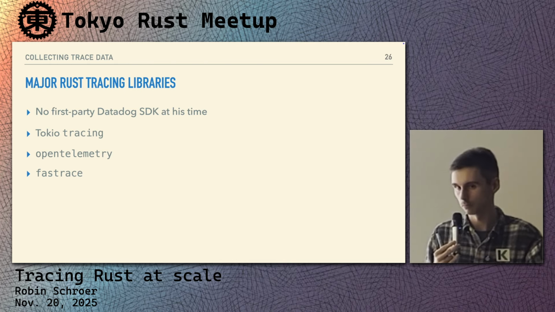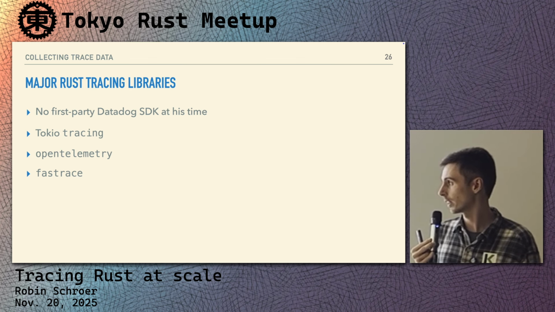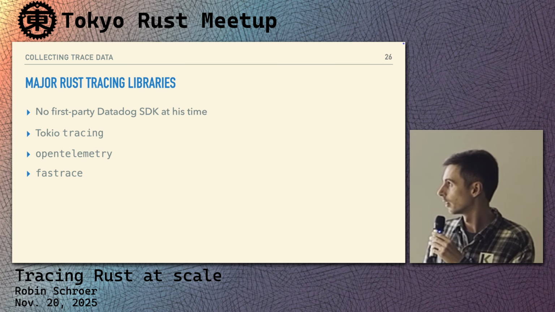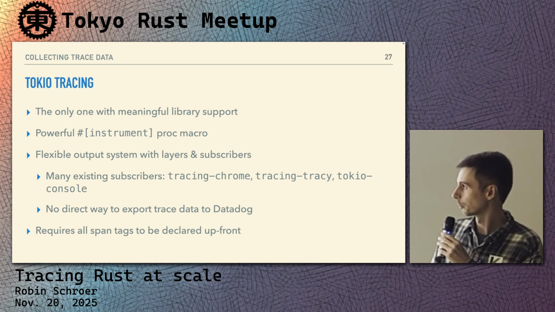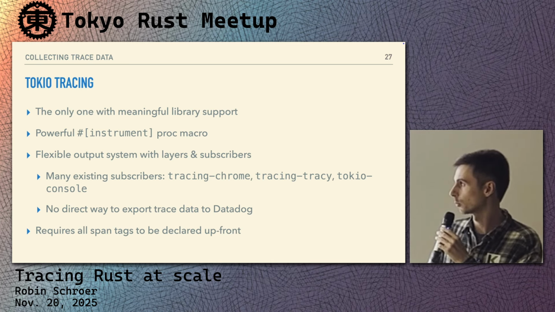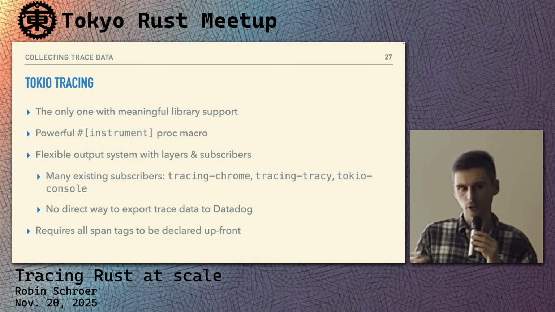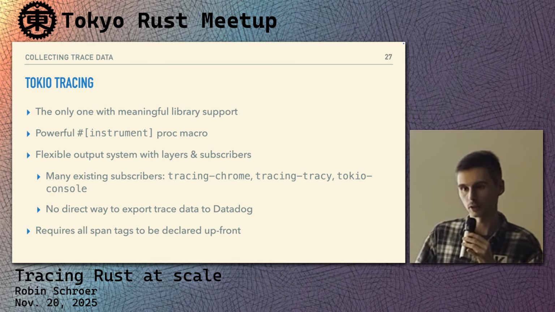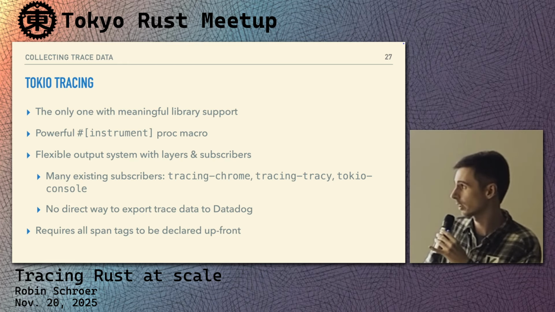There's OpenTelemetry, the section of crates. There's also fastrace, which some of you might have heard about. And yeah, let's go over each of these. So tracing, we probably know, part of the Tokio project. There's a lot of library support for tracing, so lots of crates have tracing features, so you can get more events automatically out of your crates.